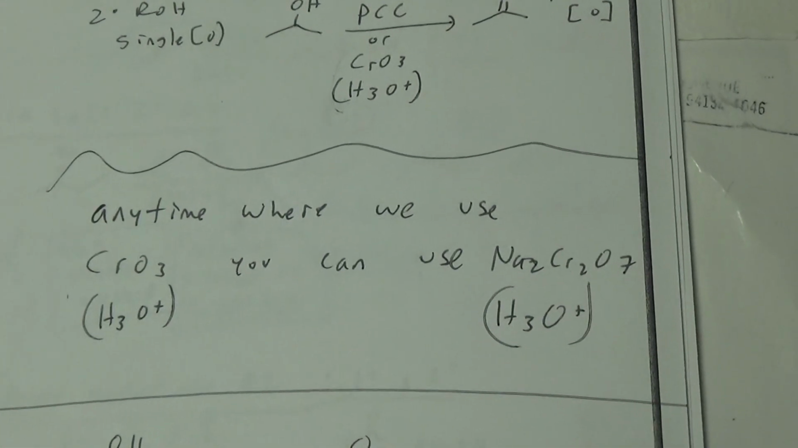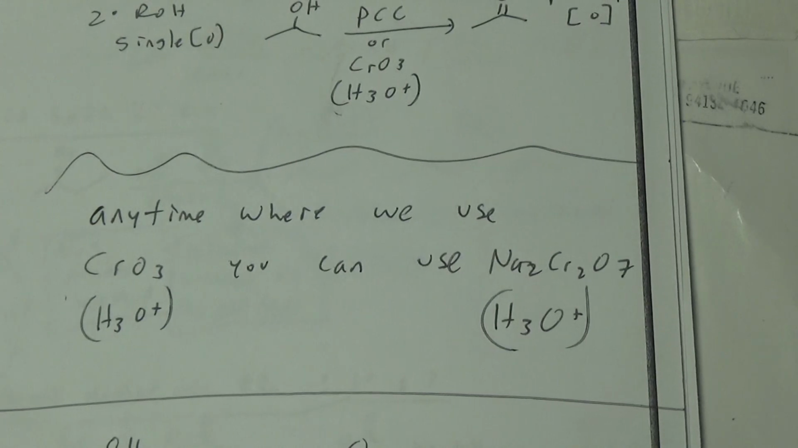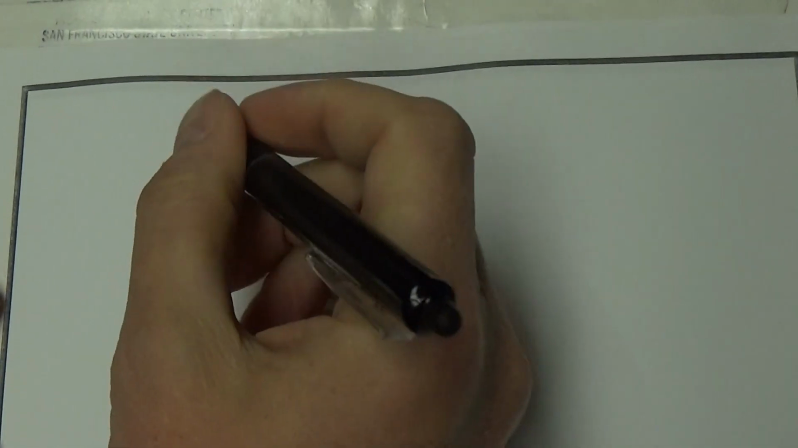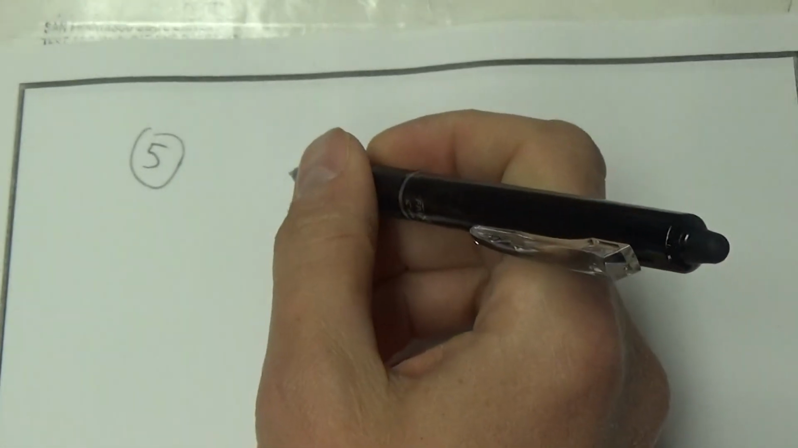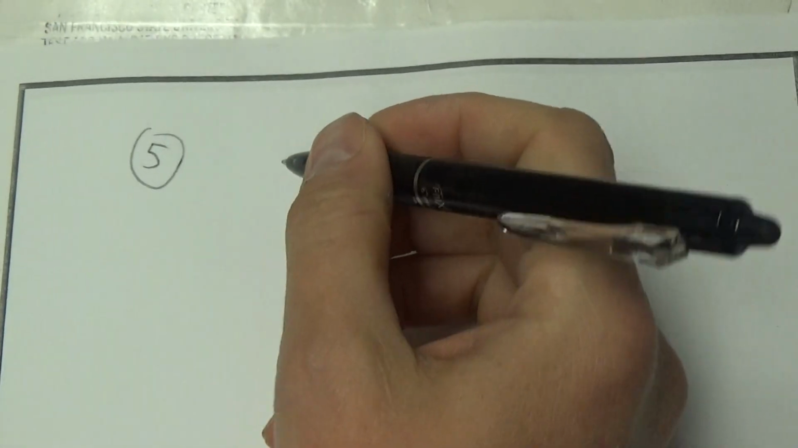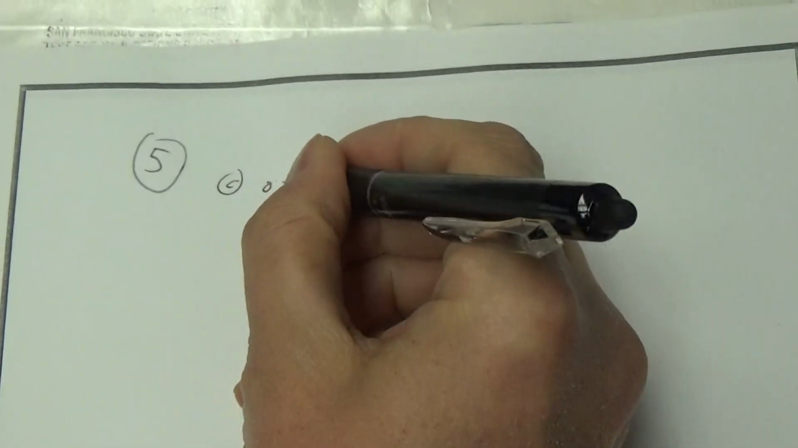Okay, so let's move into the new material. A couple examples of these reactions. We're still on number 5C. So 5 was on these oxidation-reduction reactions, and C was specifically on oxidation.